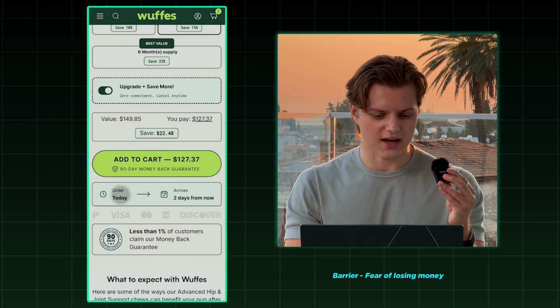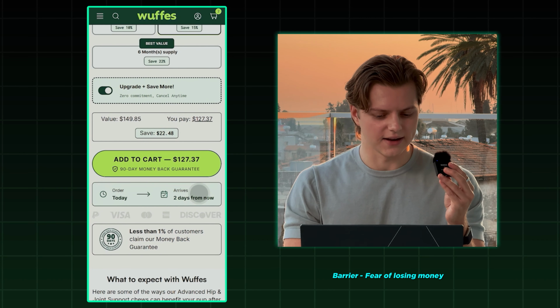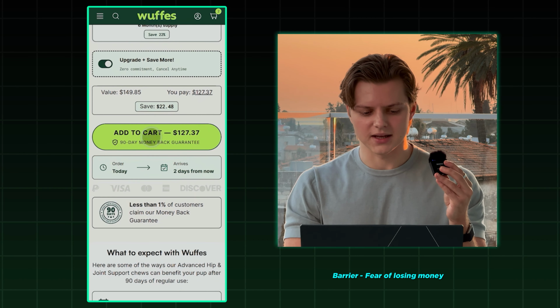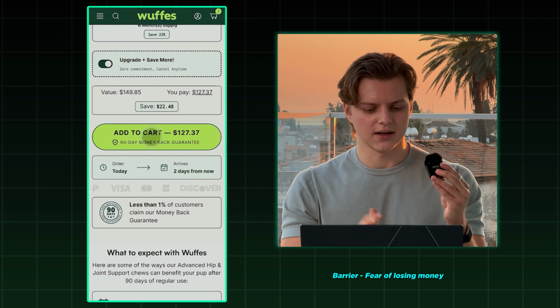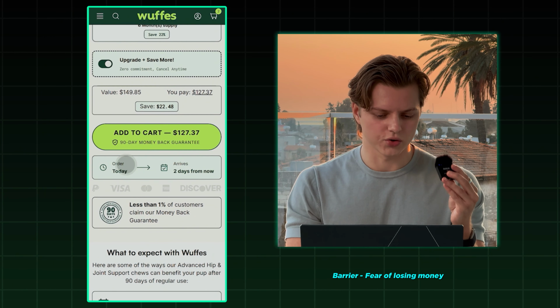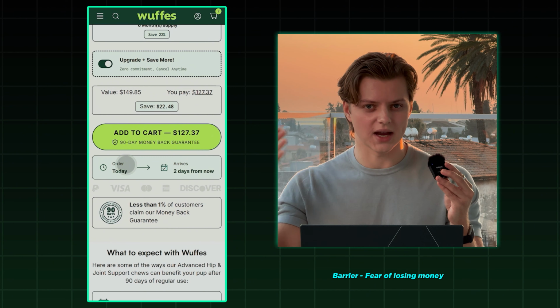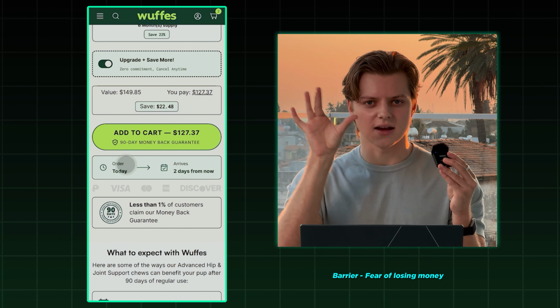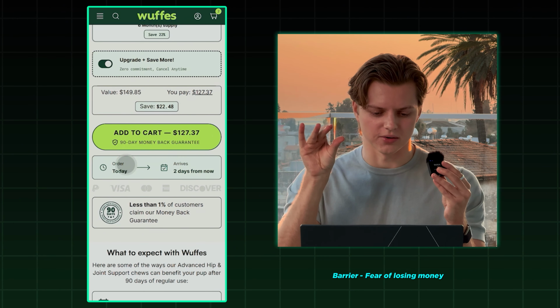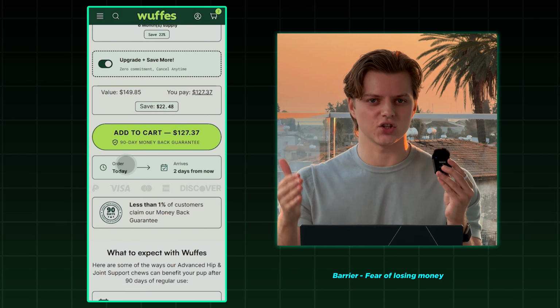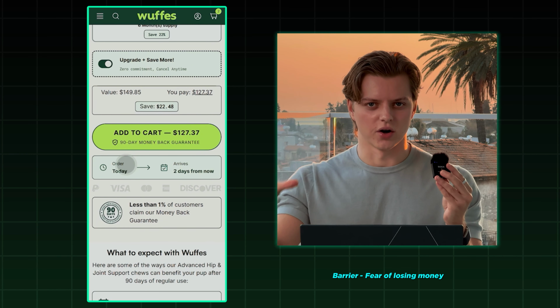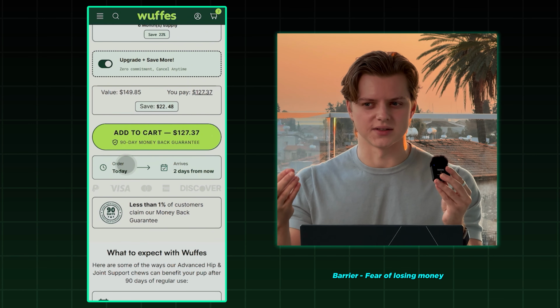And as I mentioned, the second part here is the delivery time estimate. They have, immediately under the 90-day money-back guarantee and the price, that they have ordered today and it will arrive 2 days from now. And this makes the distance I feel to the product much smaller, which is excellent. If you have vague delivery estimates or long delivery estimates, then this really ruins the fear of loss.